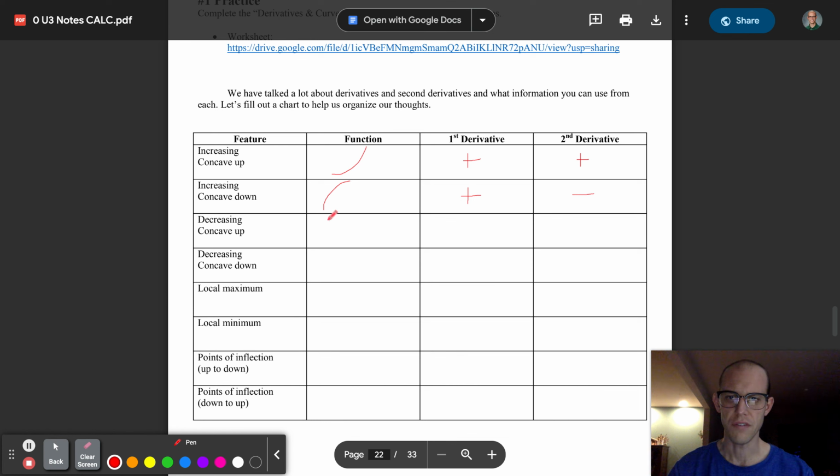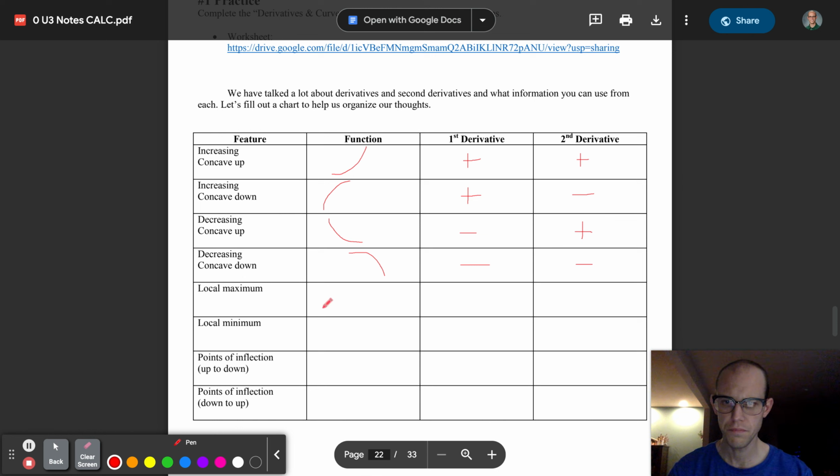Decreasing and concave up would look like this. It's the partner to that one, if you think about it like a parabola. Decreasing would mean a first derivative down, and concave up would mean a second derivative of up, or positive. Decreasing and concave down would be the second half to this one. Decreasing would be negative, concave down would mean the second derivative is negative.